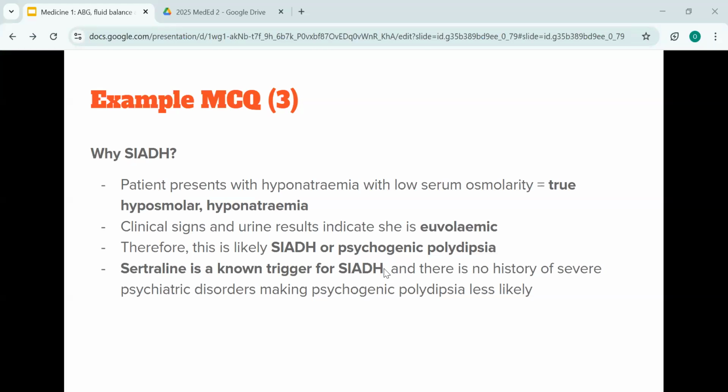Although this lady does have depression, that's really not a severe enough psychiatric condition to normally cause psychogenic polydipsia. Also, she's on sertraline, which is a known trigger for SIADH. And together that means that psychogenic polydipsia is far less likely.